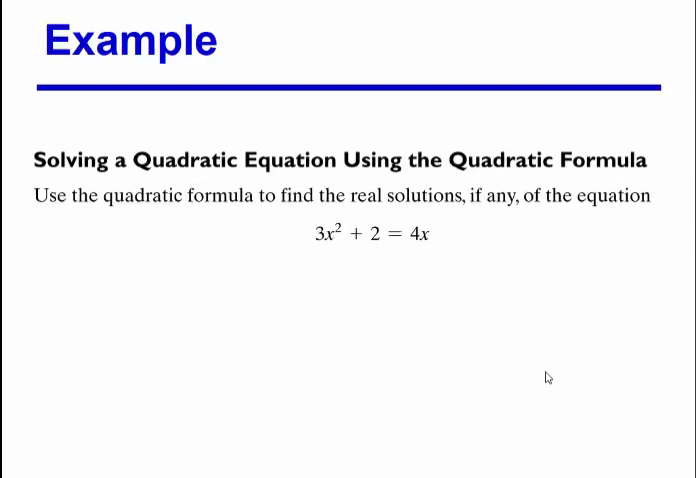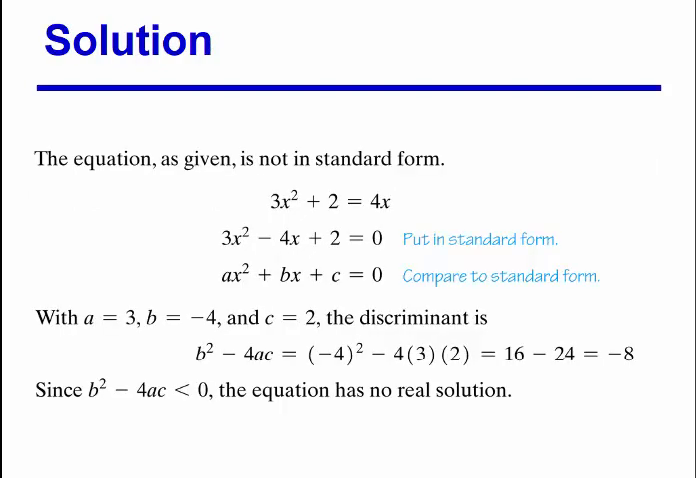And again, we're going to use the quadratic formula to find a solution for this particular quadratic equation. And so 3x squared plus 2 is equal to 4x. We're going to move the 4x to the left side, so we get 3x squared minus 4x plus 2. We've got a, b, and c. The discriminant, we find out that it's negative 8. It has no real solution to this particular equation.